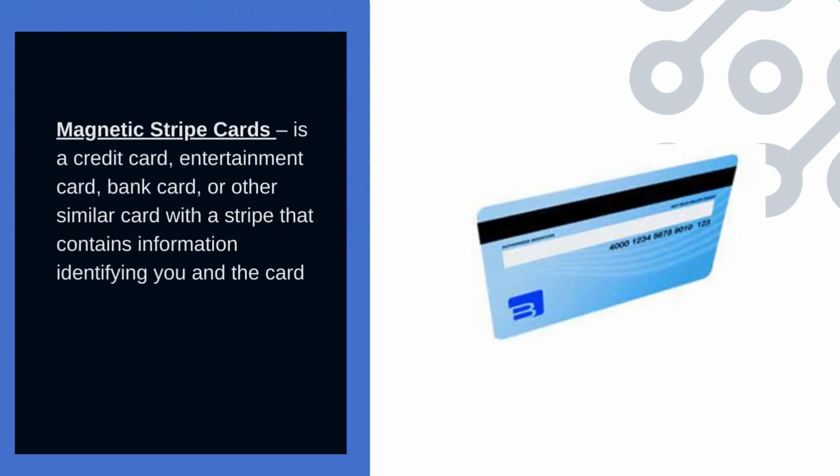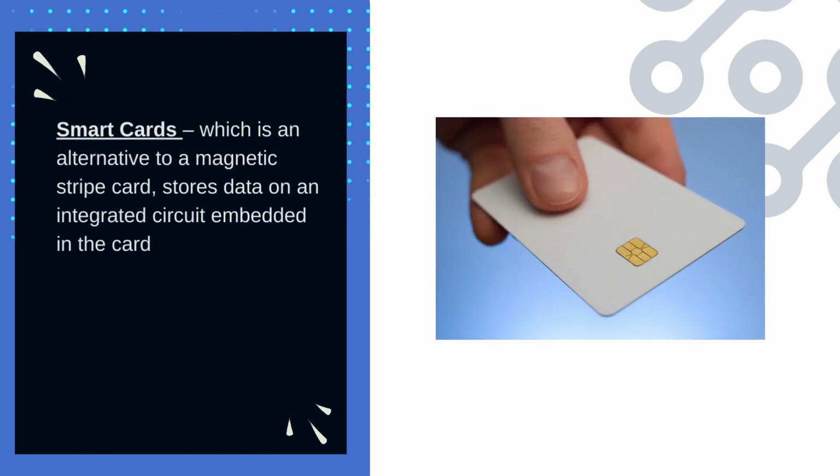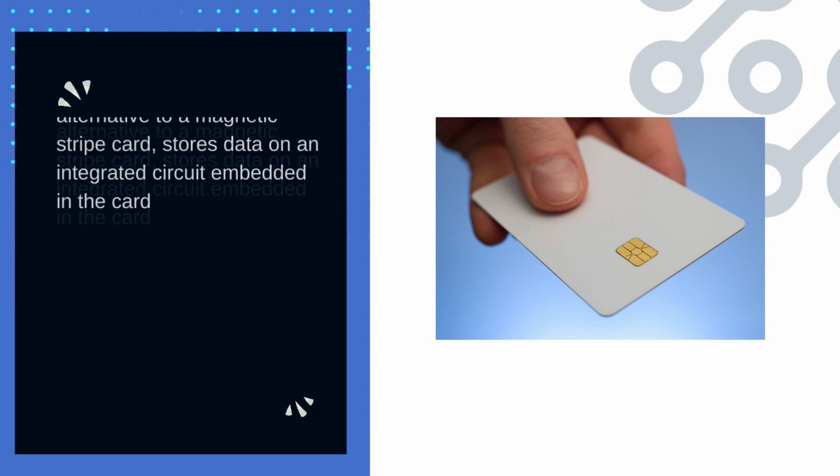Another example is magnetic stripe cards. It is a credit card, entertainment card, bank card, or other similar card with a stripe that contains information identifying you in the card. And we have also smart cards, which is an alternative to a magnetic stripe card. Stores data on an integrated circuit embedded in the card.